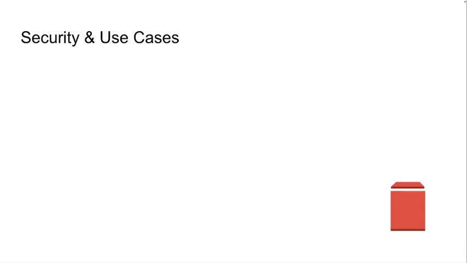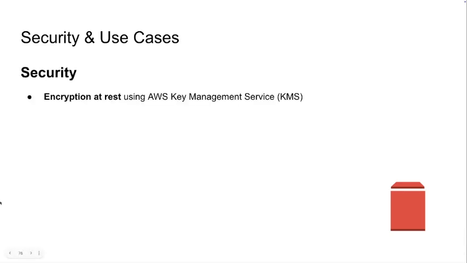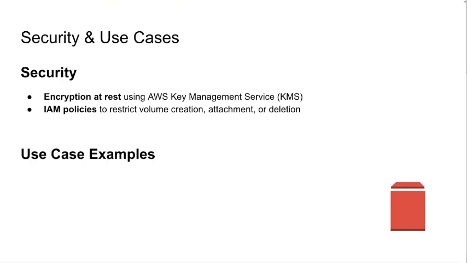So when it comes to security, you can do encryption at rest using what we call AWS Key Management Service. This will also be discussed in another class. There's also IAM policy, to restrict volume creation and attachment. So while you create accounts for other users, you want to be able to determine who can create a volume, who can attach a volume, or delete a volume.